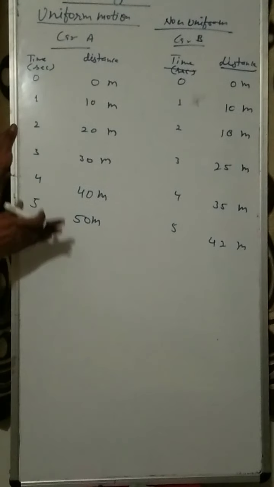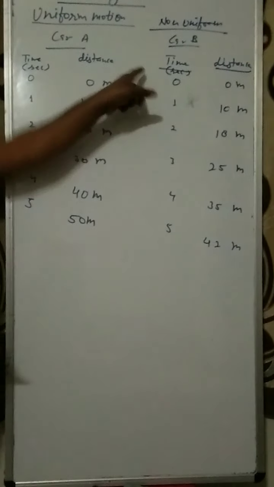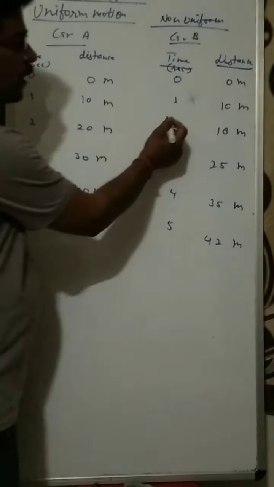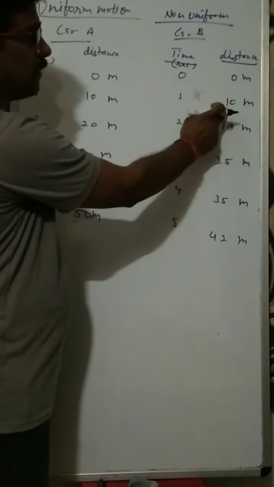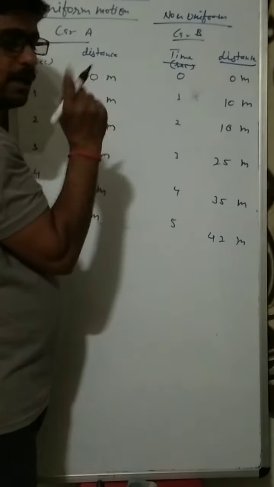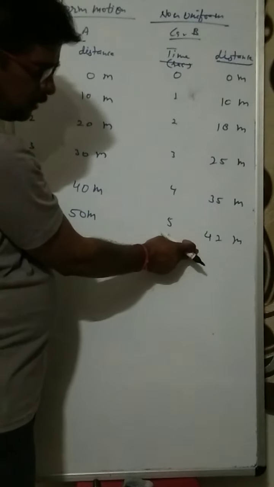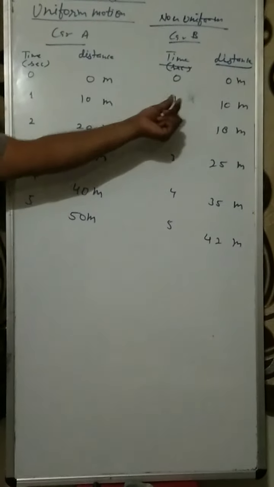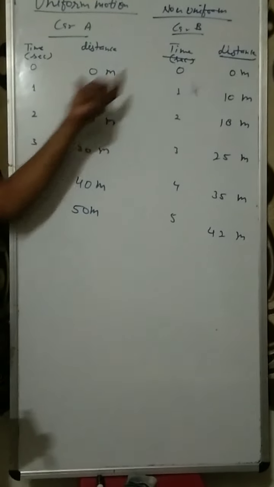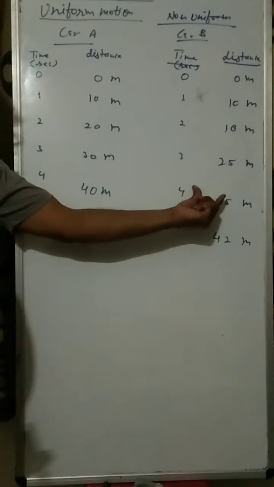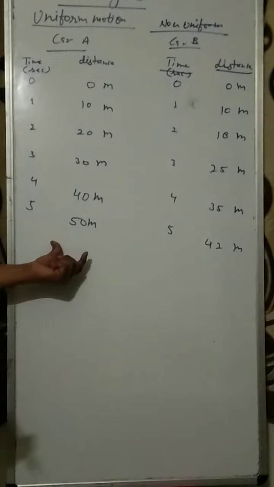In each second the car A is covering 10 meter of distance, but in the case of car B, you can see in the first second it covers 10 meter, but in the second 18 minus 10, 8 meter, then 7 meter, then 10 meter, and then 7 meter. So in each second it is not covering equal distances. So such type of motion is known as non-uniform motion, and covering equal distances in equal intervals of time is called uniform motion.